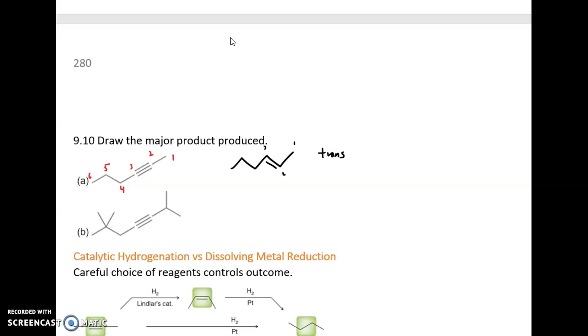Let's look at the next one. 1, 2, 3, 4, 5, 6, and 7. So we're going to end up with a 7 carbon chain. And we're going to have a methyl on the second one. And the 6th one has 2 groups on it. And the double bond is going to be trans, and it's going to be between the 3 and the 4. There's 1, 2, 3. So our double bond is going to be right there.